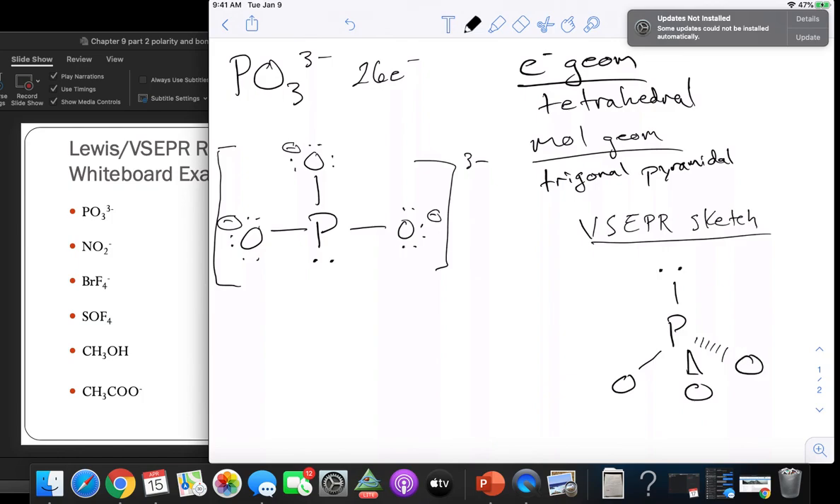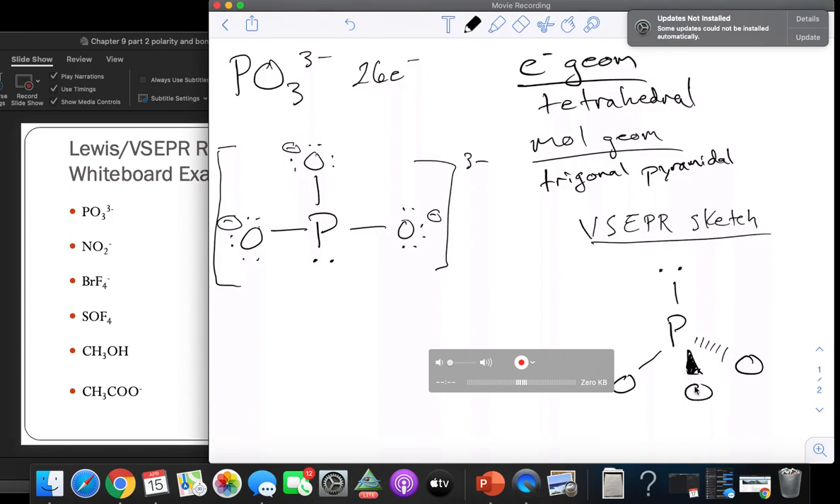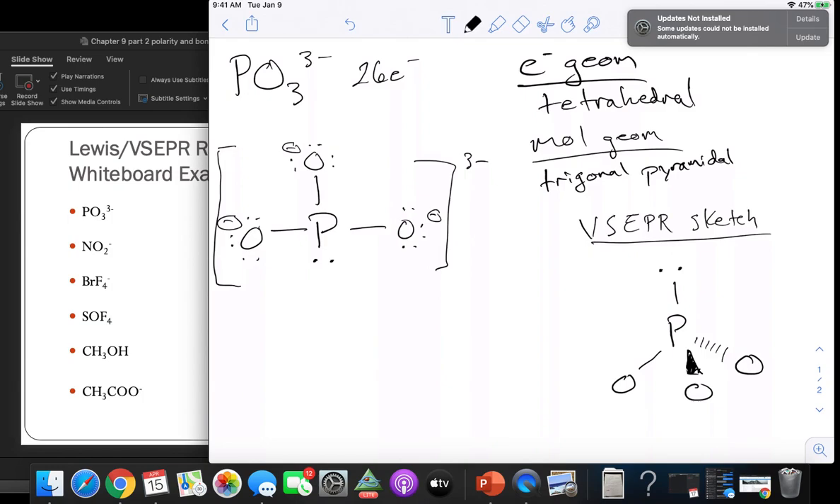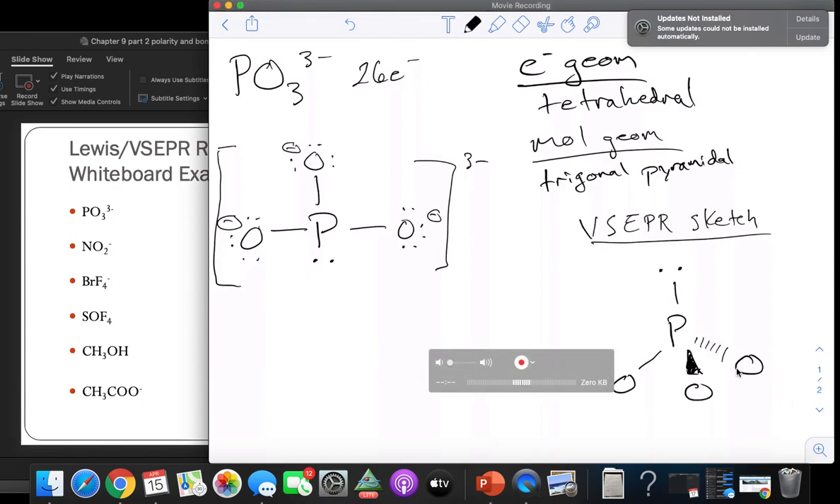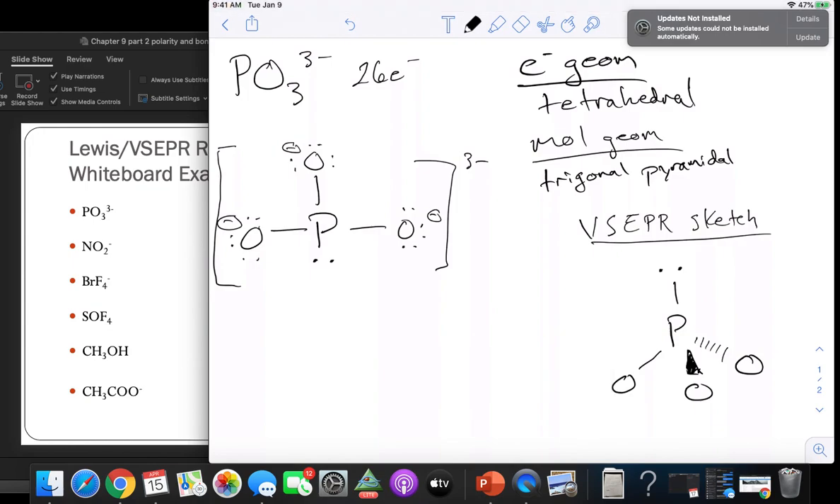And what this sketch is really representing, notice I have this wedge and I have this dashed line. The wedge basically means that this oxygen right here is actually coming not only down to the right a little bit, but out towards us. And the dashed line here represents that oxygen's going down to the right, but also back away from us, like into the page or into the board or the screen that you're looking at.